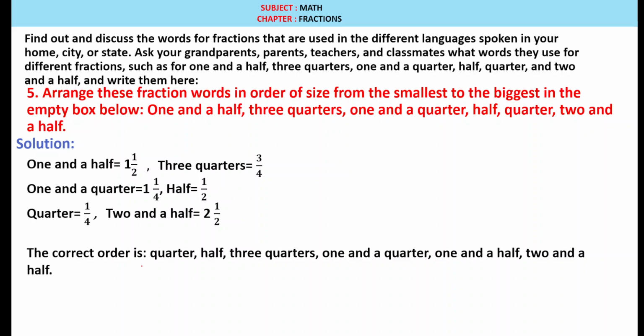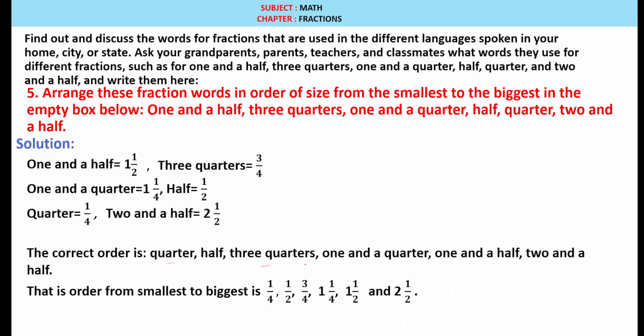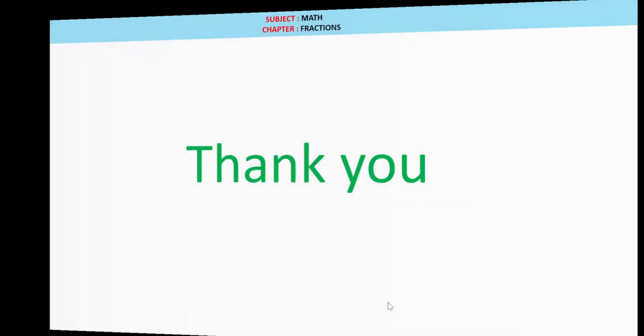Next, the correct order, we are writing from smallest to the biggest. So quarter. Quarter is 1/4. Next, half is 1/2. 3/4 is 3/4. Next, 1.25, then 1.5, then 2.5. So the order from the smallest to biggest is quarter, half, 3/4, 1.25, 1.5 and 2.5. Thank you.